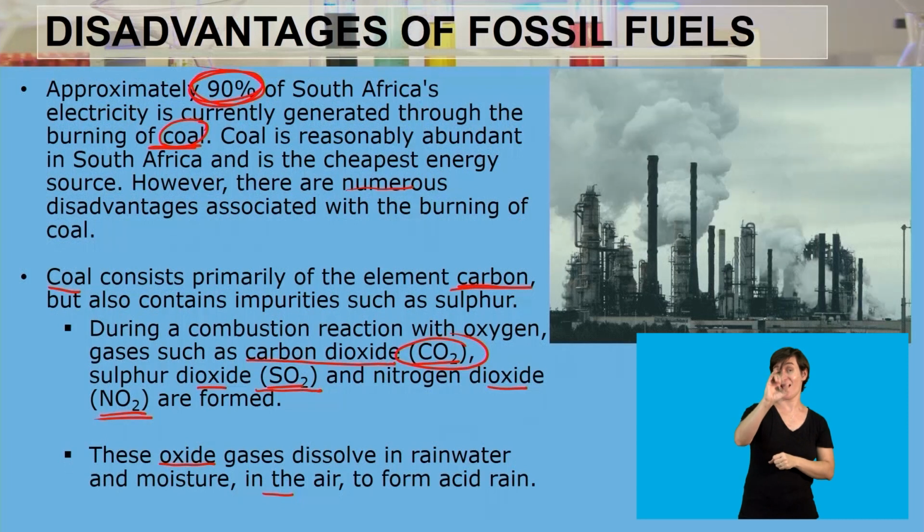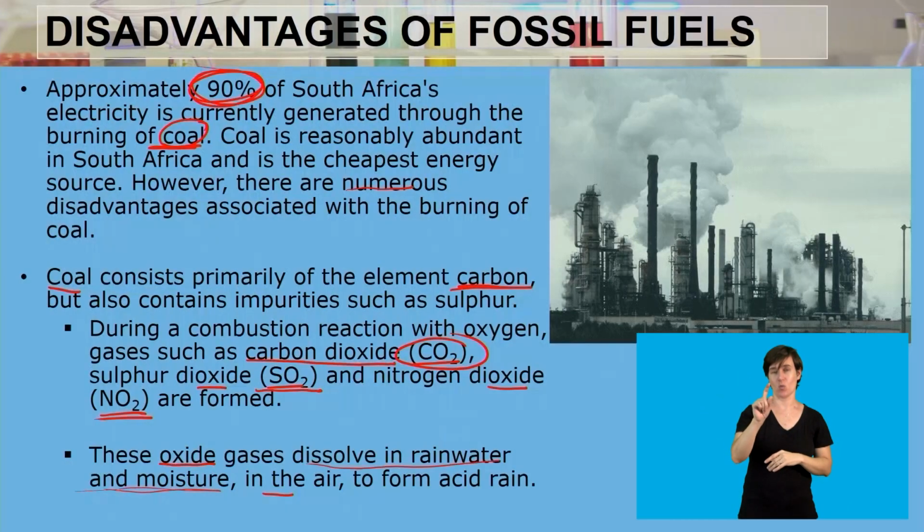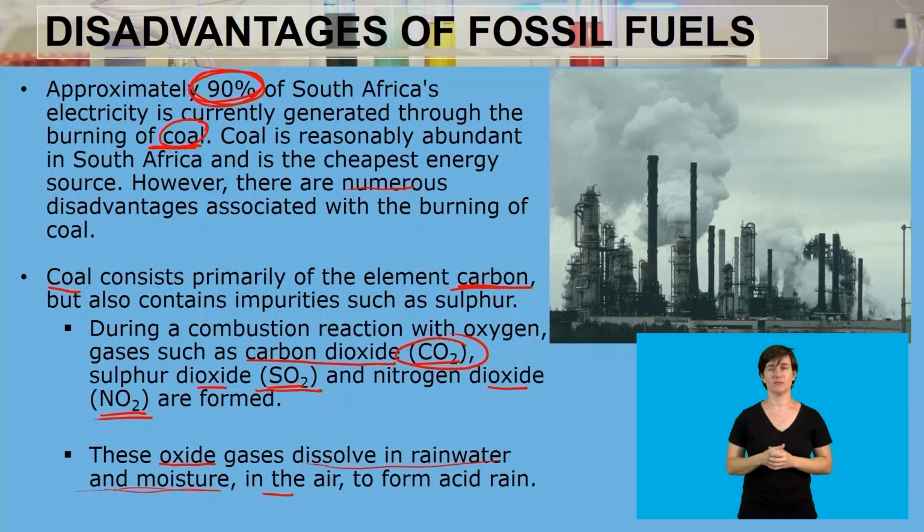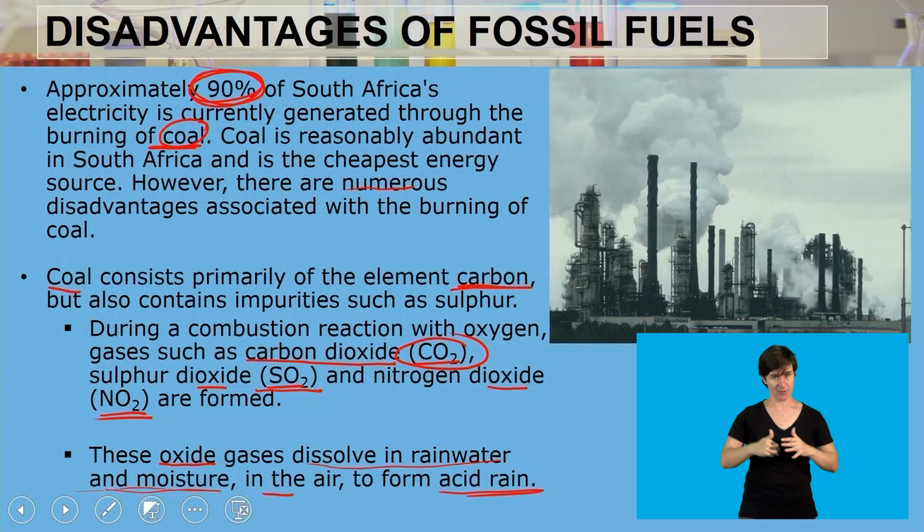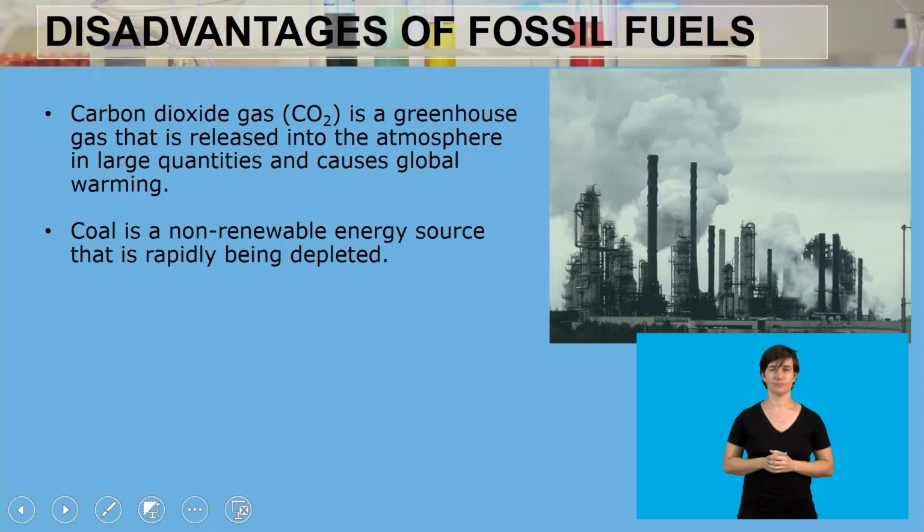So remember, as these gases are produced, they go into the atmosphere, and as they go into the atmosphere, they're going to dissolve in the rainwater and the moisture that you are finding in the atmosphere. And by so doing, we are going to have something called acid rain. So those are some of the disadvantages of using coal as our main source of generating electricity.